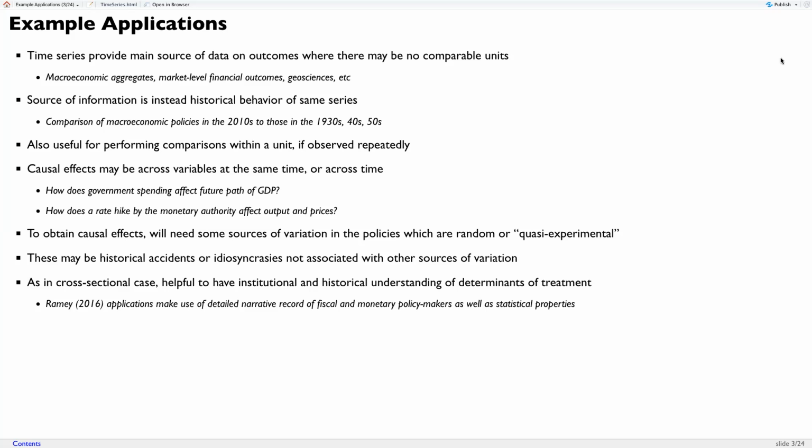And so things like global climate modeling are another sort of application where you don't necessarily have comparable units, and you want to use the variation over time, the historical behavior of the same series as your set of comparisons. So for example, a macroeconomist who's interested in what's going on in the 2010s might think of a historical analogy to the 1930s, 40s, 50s, 60s, 70s, and so on.